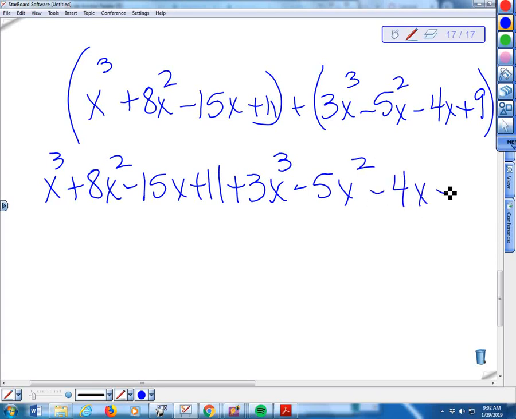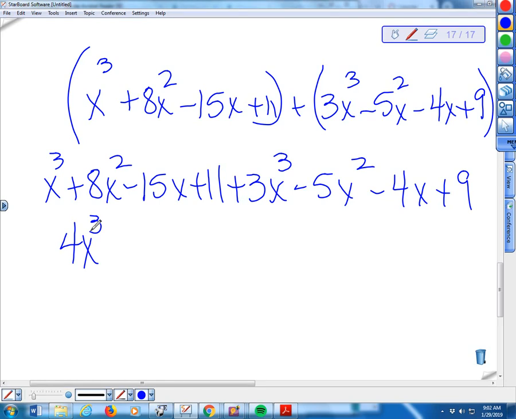Now you need to combine like terms, but you can only add or subtract terms if their power is the same. You can take 3x cubed plus x cubed, and that will be 4x cubed. 3 plus 1 is 4. And then 11 plus 9 is 20. But let's do it in order.